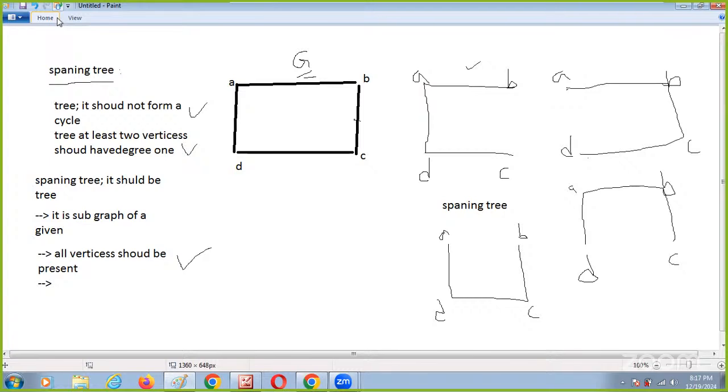Now tell me, we have what is a tree and what is a spanning tree, and these are all the possible spanning trees also. Now I want a general formula: how many possible spanning trees are there for a given graph? Here it is having 4 vertices and 4 edges.